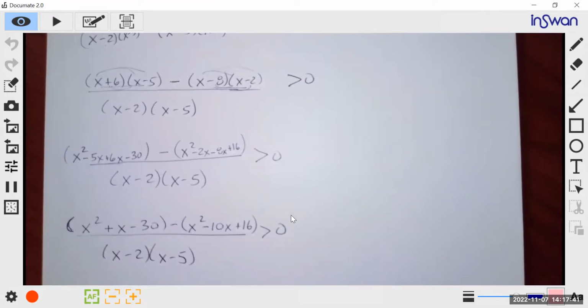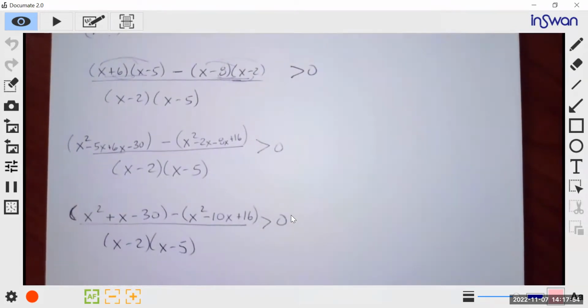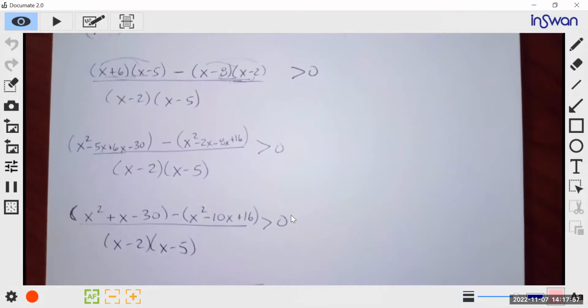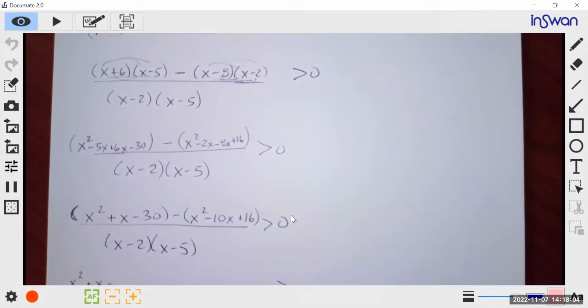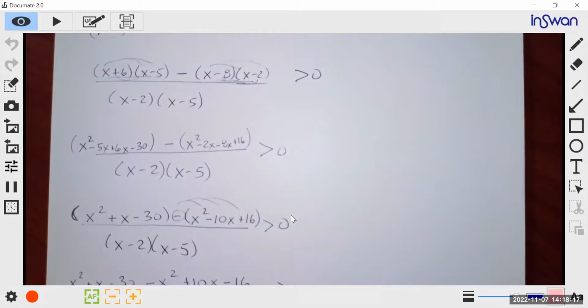So far, so good. I haven't done anything difficult really yet. I'm just combining. I did the foiling up here. Now I have to combine them all. So in the top left one, I can just drop the parentheses since there's no coefficient. So I have x squared plus x minus 30. This negative changes everybody's sign in the second one. So minus x squared plus 10x minus 16.